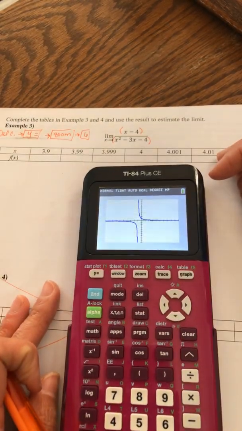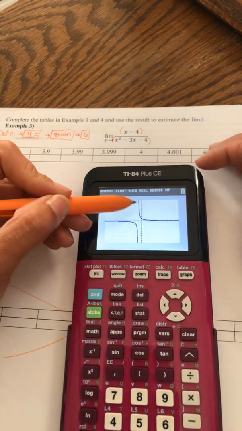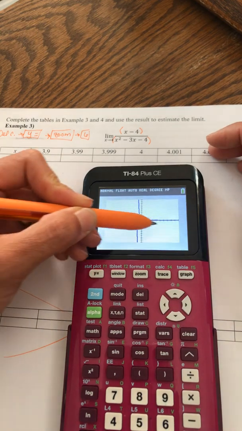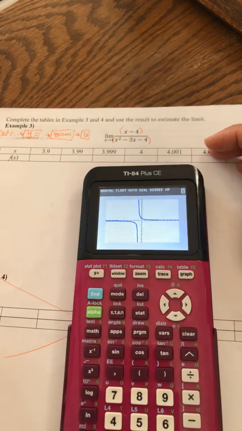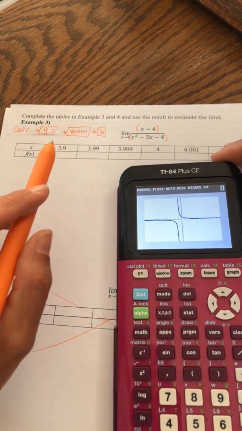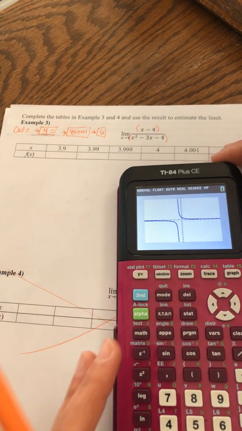It's a rational function because I can see that there is an imaginary vertical asymptote there and an imaginary horizontal asymptote here. Okay. All right, so now I need to plug in each of these values.